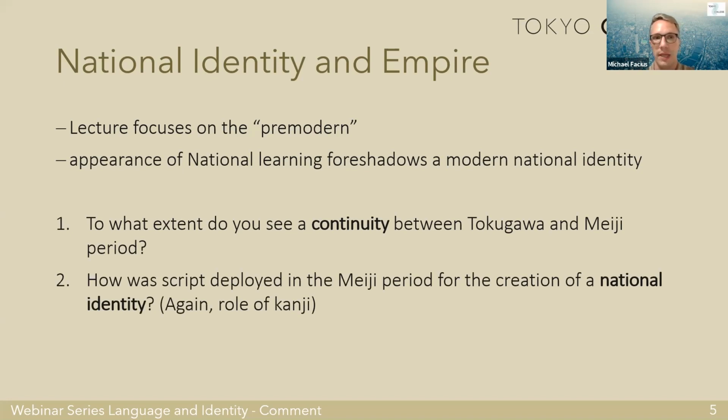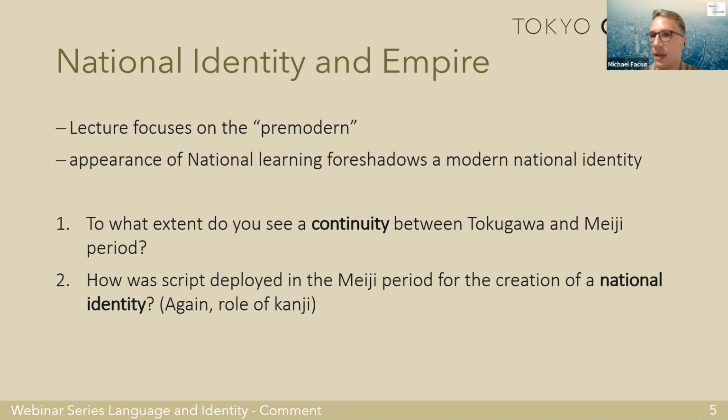And in that context, again, how was script deployed in the Meiji period for the creation of a national identity by the state, by certain scholars, and what role would kanji play there? Because something I know from my research is that across the Meiji period there was a debate about whether kanji should be abolished, both for reasons of their impracticality, because it took so long to learn, but also because they are foreign, right, and not Japanese, and the Japanese should focus on hiragana and katakana and so on.